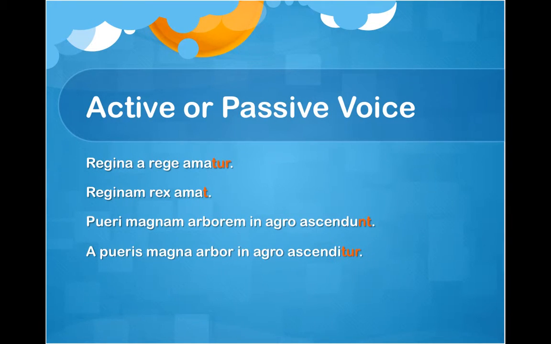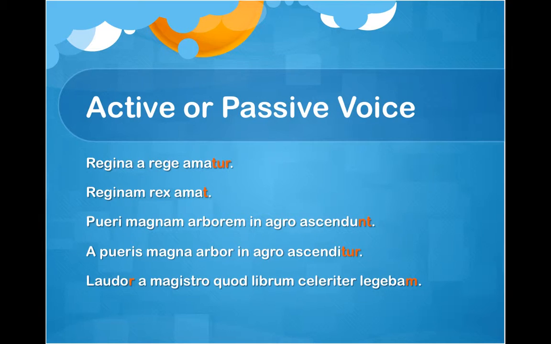In our next sentence, as we read through, a pueris magna arbor in agro ascenditur, we see that the verb ascenditur ends with TUR, and that makes this sentence passive, making the subject of the sentence, magna arbor, which is in the nominative case, not doing the climbing, but the climbing being done to it. So the large tree, ascenditur, is climbed by the boys.